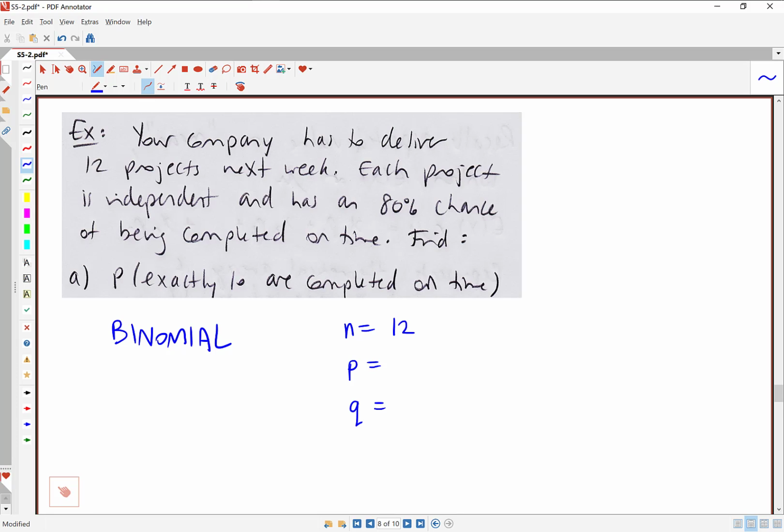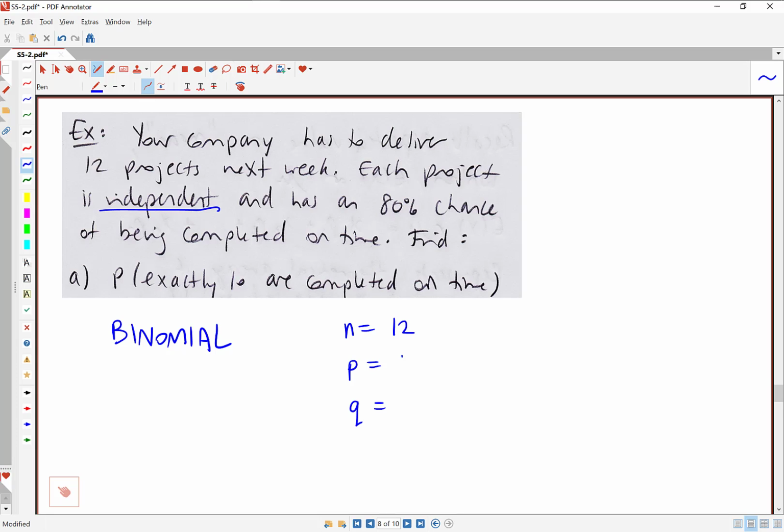It's important that the projects are independent. So if one project ends up being late, that is not going to have a cascading effect. It won't cause other projects to be late. So it's really important that you're doing something like rolling a die or flipping a coin, where the individual rolls of the die are not affecting the later rolls. Similarly, a project being completed on time or being late is not affecting what's happening with the other projects.